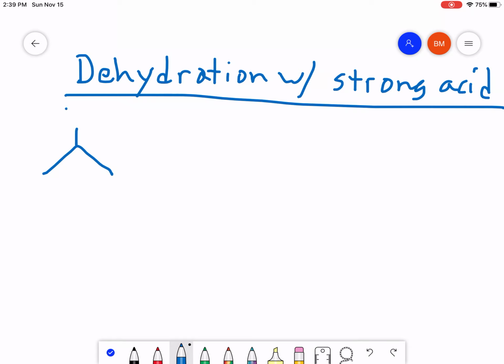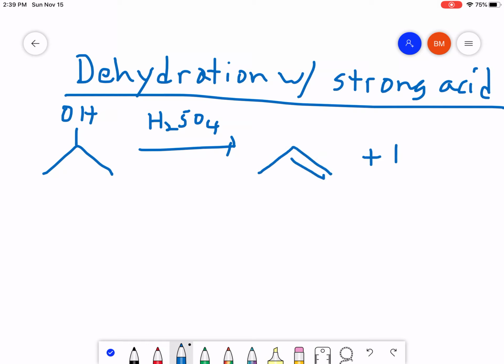Dehydration, what does that kind of bring to mind? Kind of brings to mind losing water, right? And that's basically what you do. You take your alcohol, you add either sulfuric or paratoluene sulfonic acid. I'll just use sulfuric here. And basically what that does is it produces an alkene and gives you water as a byproduct.